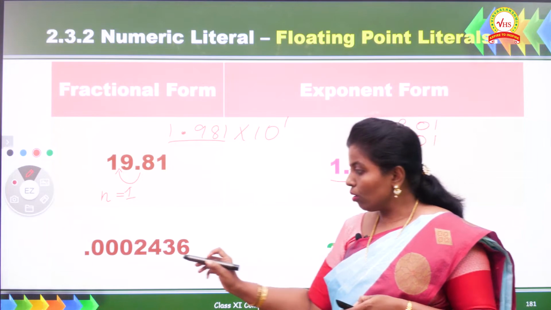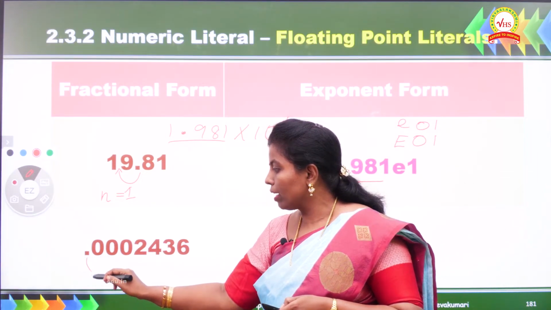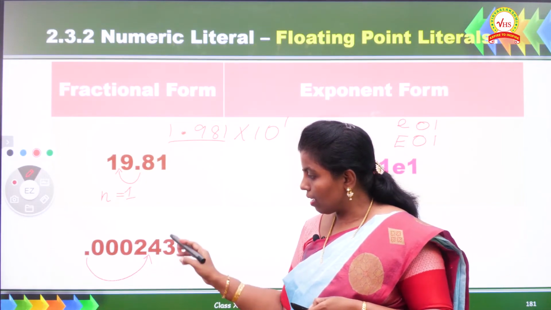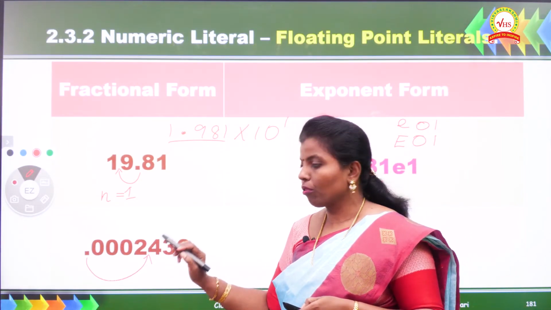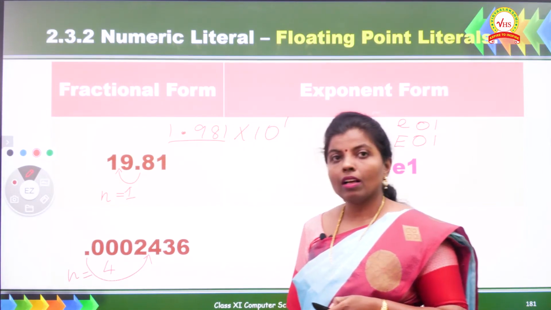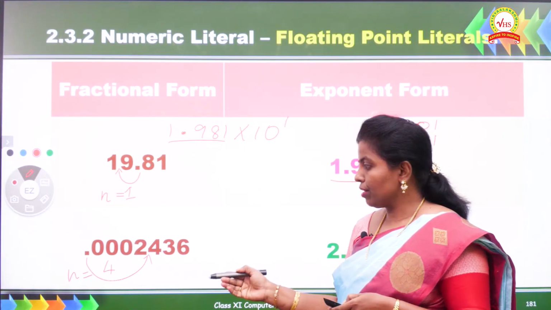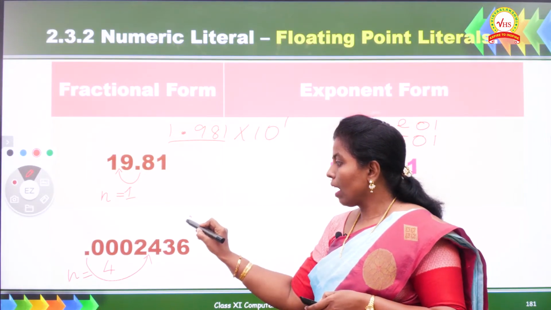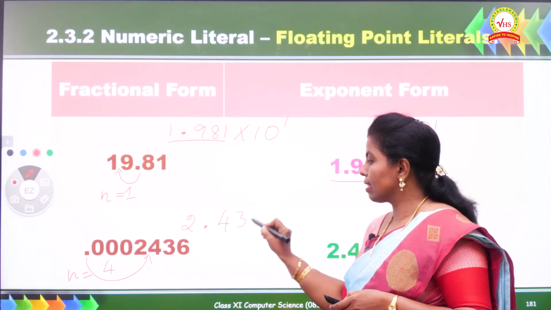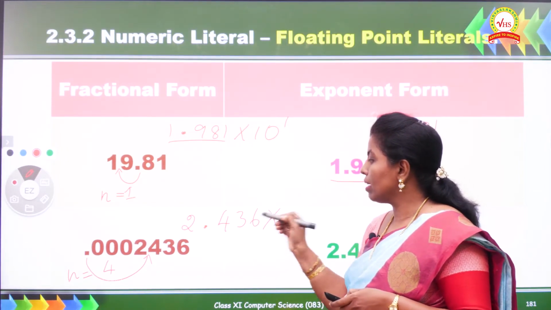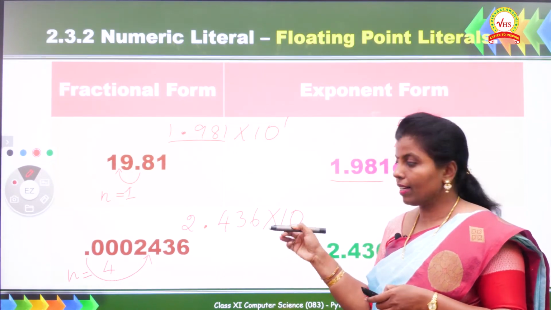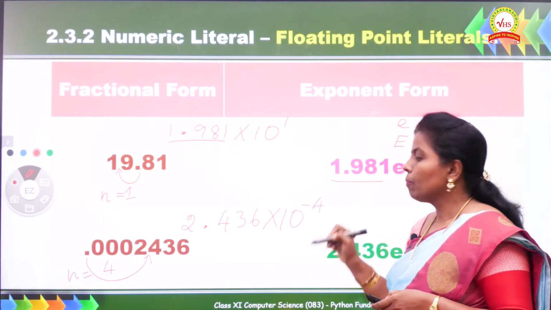And here we have another example, 0.0002436. So, here also I have to move this decimal point after the first digit of a number. So, how many digits I have to move? 1, 2, 3, 4, 4 digits. So, the value of n is going to be 4. I have moved towards the right direction. So, when I represent this number, I will be representing it as 2.436 and then multiplied by 10, and as I am moving towards the right direction, I will be representing it as minus 4.